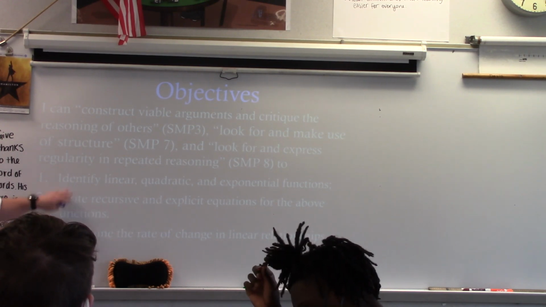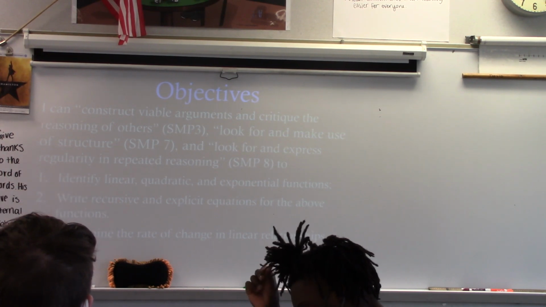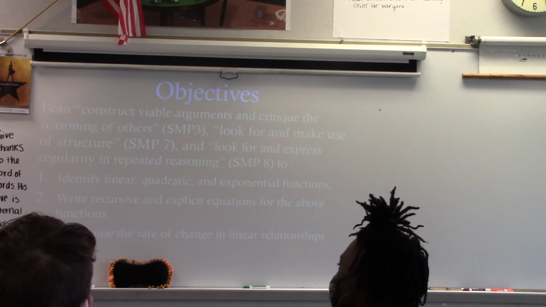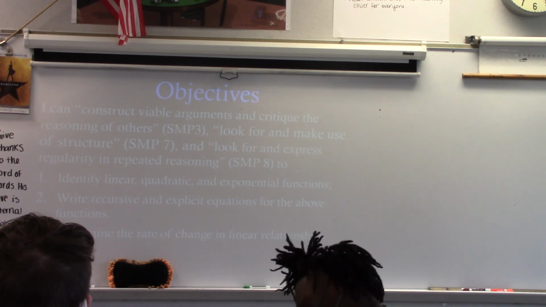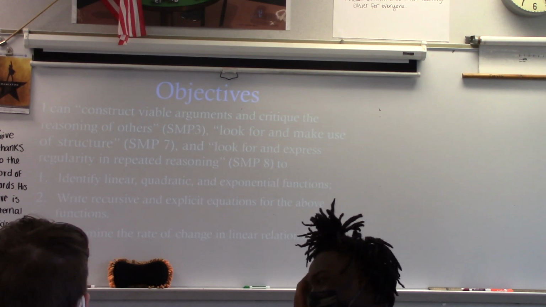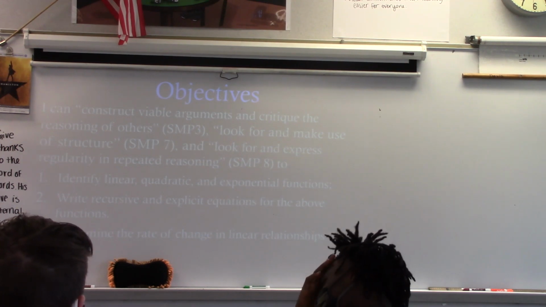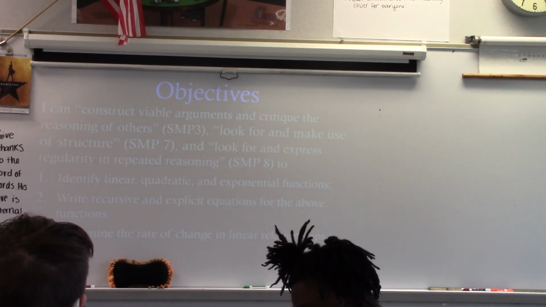And we're going to practice, right? Look for and express regularity in repeated reasoning with writing recursive and explicit equations for the above functions, and then determine those rates of change in linear relationships. By the way, what do we call the rate of change for a linear relationship? It is the first differences, but it's called something very special. It starts with an M. Well, the letter we use to indicate it is an M. The word starts with an S. Slope. Yeah. Slope, right? Talking about slope there.